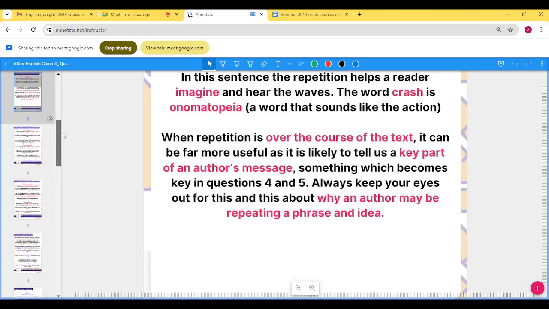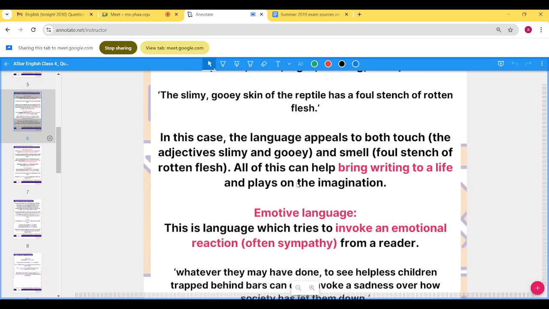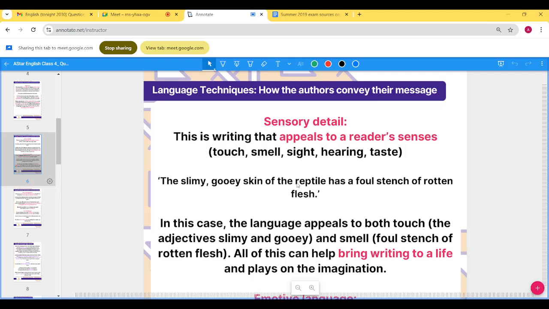All right, and so moving on from that, we're going to move on to a couple of general terms. And this first one I would say is a really important term, both in analyzing language, but also particularly if you do 6B in writing your own answer. This is sensory detail. And sensory detail is basically writing that appeals to a reader's senses.